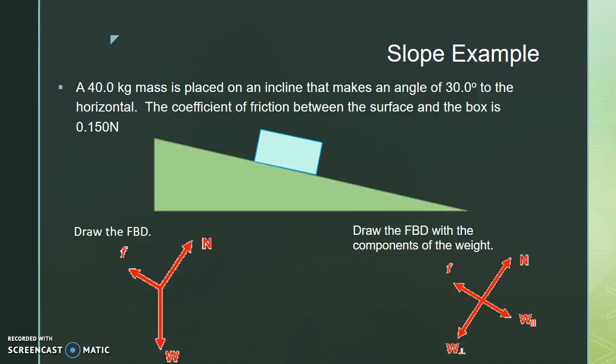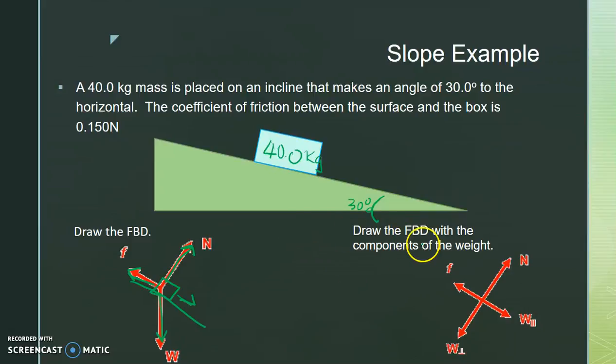So here is a slope example. We have a 40.0 kilogram mass placed on an inclined plane that makes an angle of 30 degrees to the horizontal. The coefficient of friction between the surface and the box is 0.15. Draw the FBD. So here is the box on an angle. We have the weight pulling it straight down. The normal, again, is always perpendicular to the surface, and then the friction is going to be in the opposite direction of the movement.